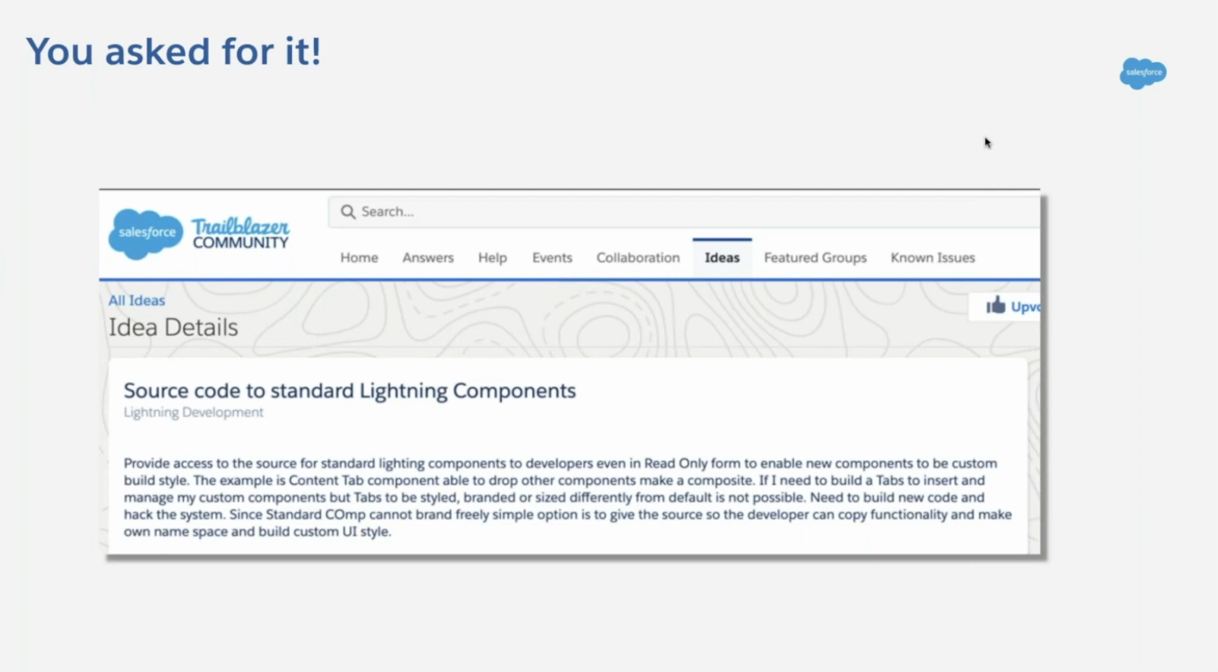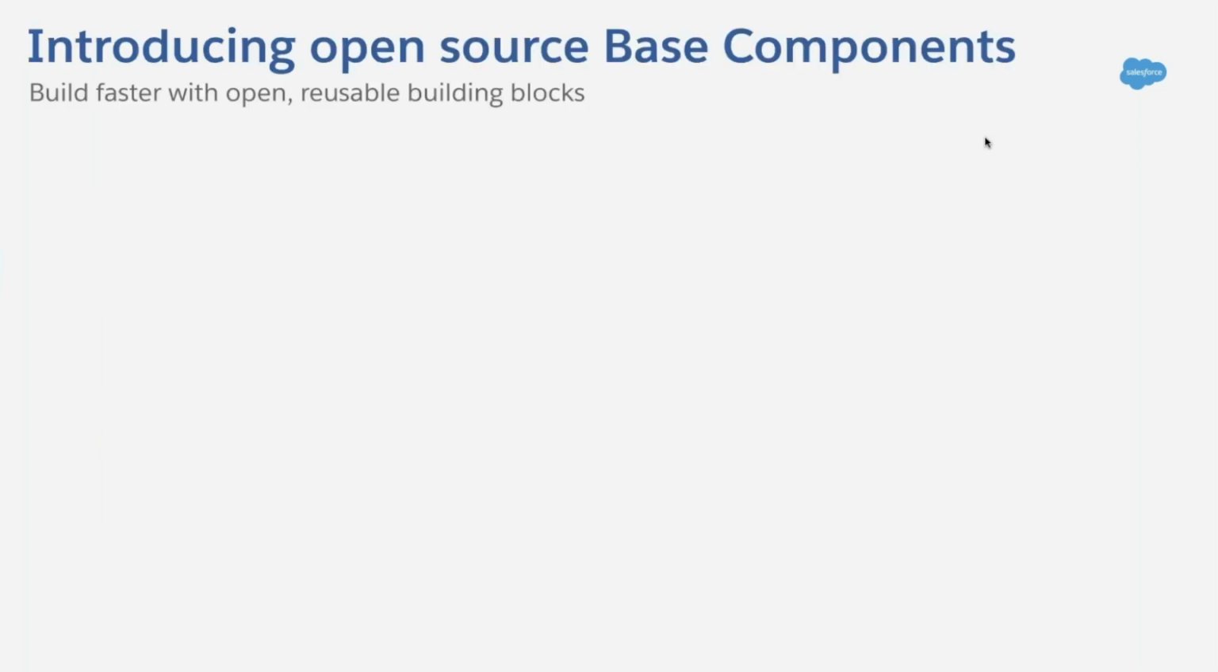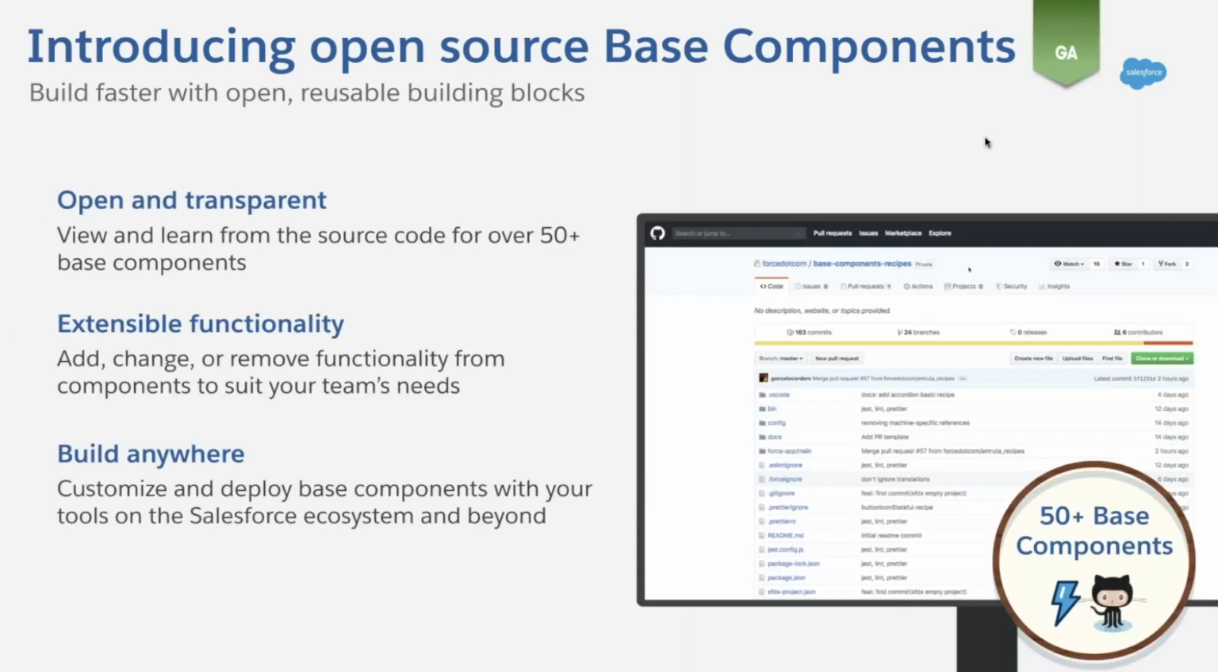So we have been hearing that, and now you can see that our base components are open sourced. Now that they are open sourced, you can view the code of those base components, understand the best practices and how to build components, and also reuse the source code. So everything is open and transparent, and we have open sourced more than 50 base components for now in this release. Using those components, you can extend your functionality, building over and above the existing functionality of your components.